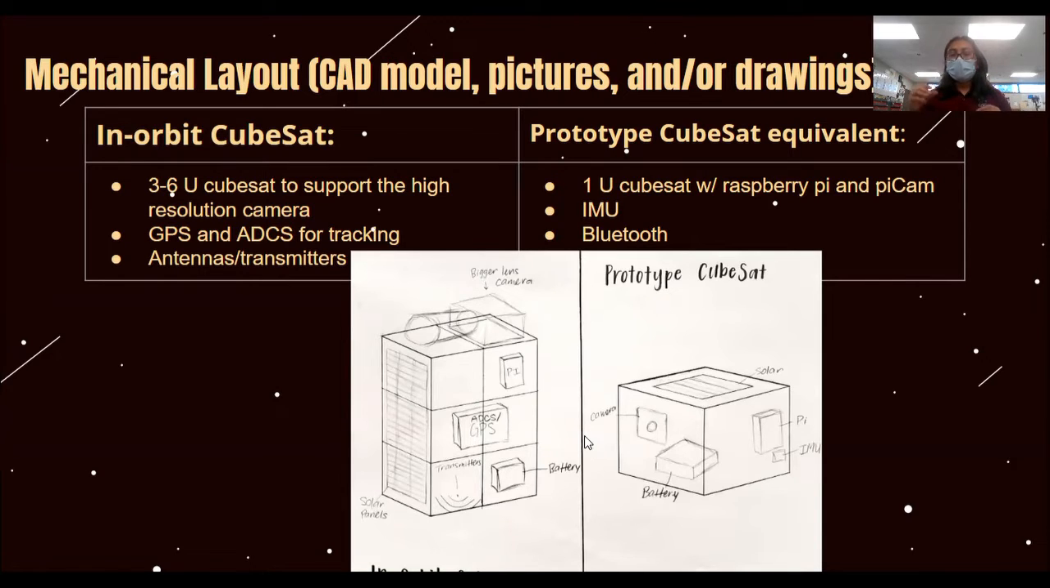So the biggest difference is the camera, and it was actually the reason why we had to upscale from a 1 unit to a 6 unit, simply because the lens and the camera provided in the prototype was for short distance and wide angles, whereas we need long distance and narrow angles, which is why we were forced to upscale to 6 units. Other than that, some other differences are the GPS and ADCS for tracking purposes, and the antennas and transmitters for communication purposes.